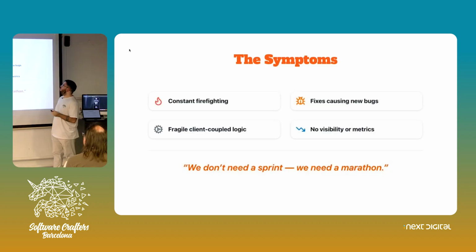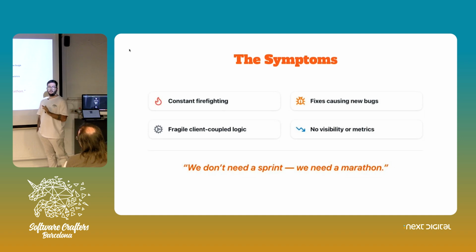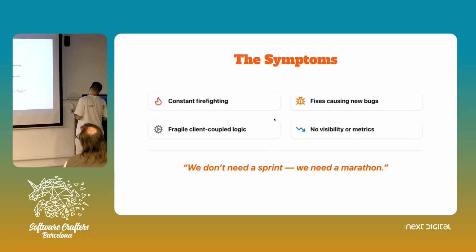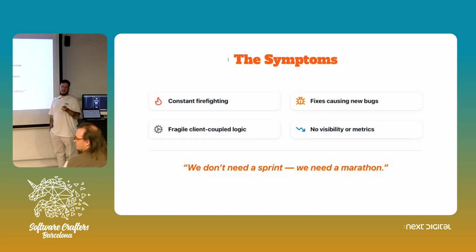So what symptoms was the team experiencing at this point? We were in constant firefighting mode. There was always something to do about the invitation legacy system. Whenever a bug came, fixes caused new bugs, so it was a cyclical problem.